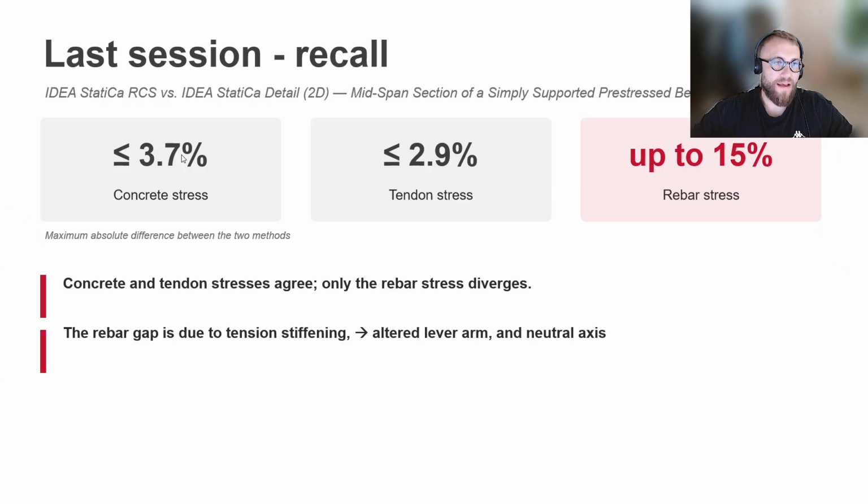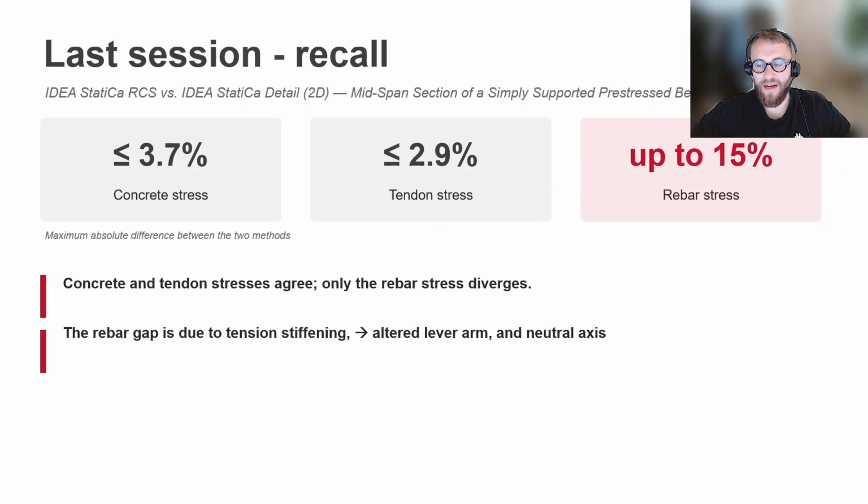But let me recall from the last session that we discussed mostly the outputs from the verification, and there were some important outcomes. For concrete stress, we reached a matching level under 3.7% for concrete in the top fibers, and for tendon stress, we reached approximately 2.9% error, or discrepancy, between those two solutions.